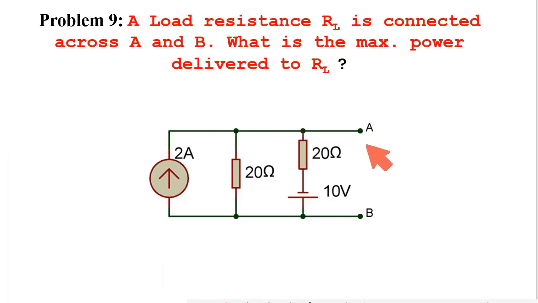Problem 9. I need to find out the value of load resistance which is connected across A and B. So here is that resistance RL, and also I need to calculate the maximum power at the load. Here I will use the maximum power transfer theorem.